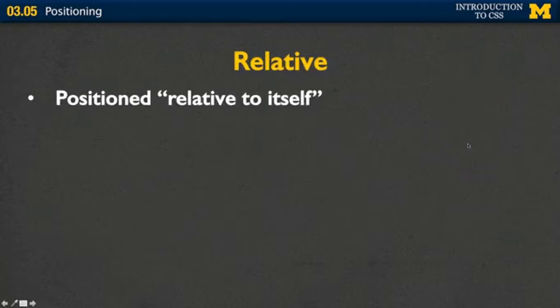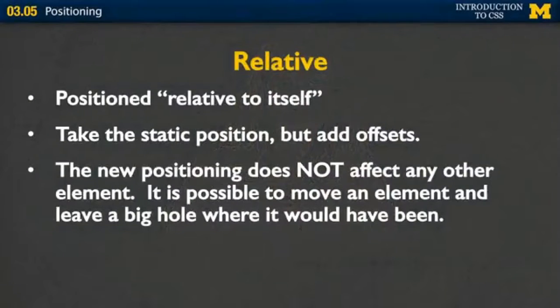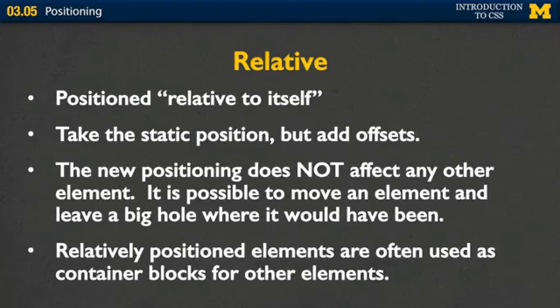But we can go beyond that. We can change how the browser positions things. And one of the ways we can do that is to use position relative. And when I say relative, I mean relative to itself. Where would it go? All right, let's scooch it over a little bit. It's basically very similar to the static position, but now you get to add these offsets. The new position that we put the element in is not going to affect any of its neighbors. Instead, what it may do is leave holes where the browser thought it should have been in the first place. Usually, relatively positioned elements are used as containers or blocks for other elements.